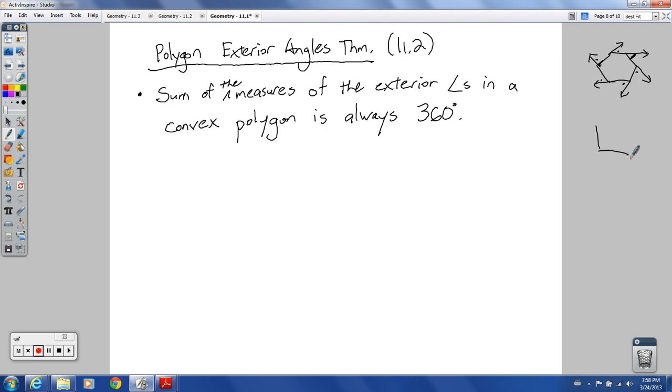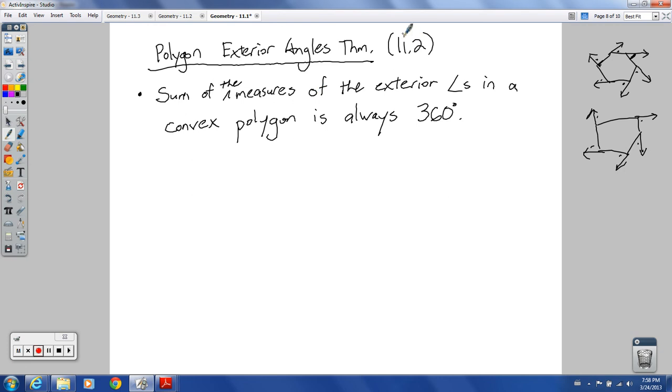If you had another weird one, maybe something like that, if you add all the exterior angles here, here, here, here, and here, it's saying that those are all going to add up to 360 as well. No matter what polygon you draw, they're always going to add up to 360. And there's a corollary to this as well.